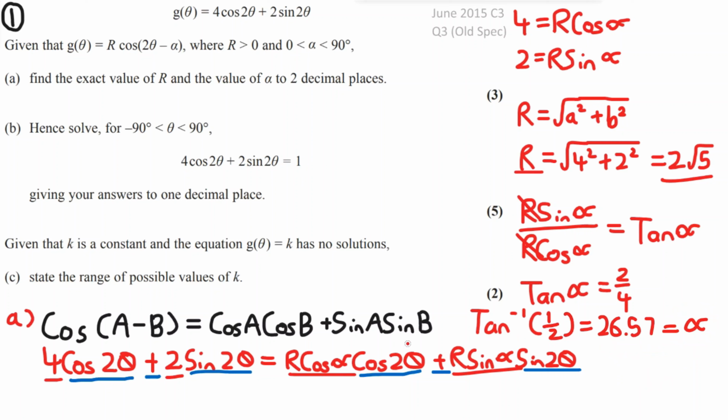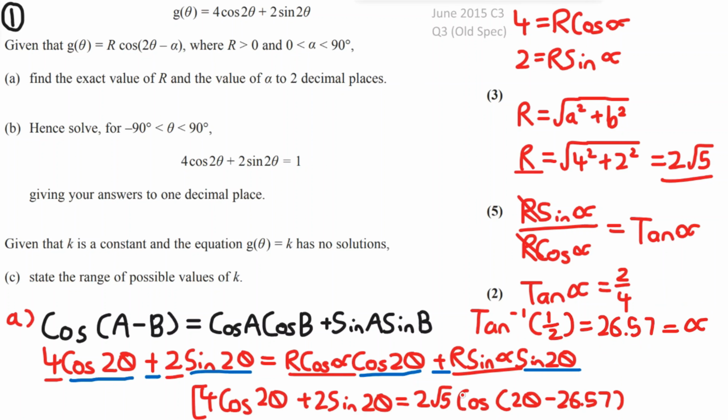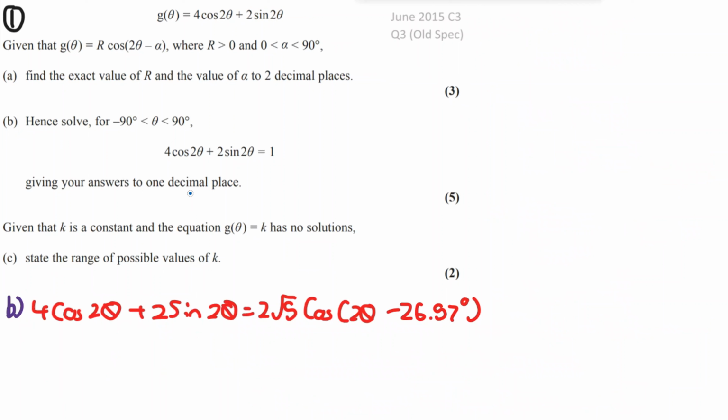So therefore we can write 4 cos of 2 theta plus 2 sin of theta as 2 root 5 cos of 2 theta minus 26.57. And then for part B, we need to solve this equation here. And as we have the 4 cos of 2 theta plus 2 sin 2 theta here, we can make the substitution which we found in the first part, which is this here.